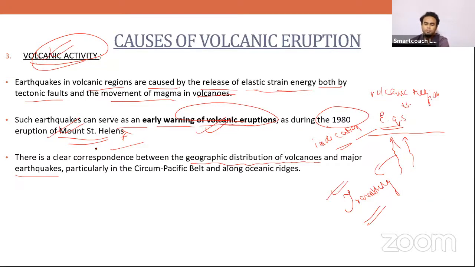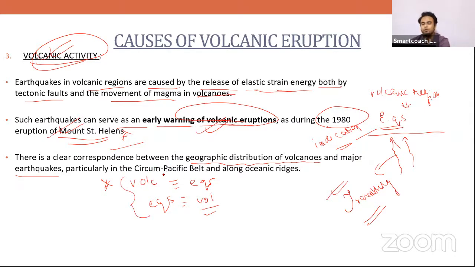So always remember that wherever there are volcanic activities, there will also be earthquakes. And whenever there are earthquakes, in most of the cases, volcanism will also take place. So both of them are going hand in hand.